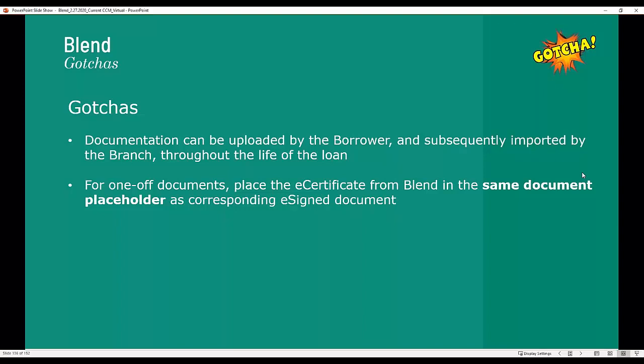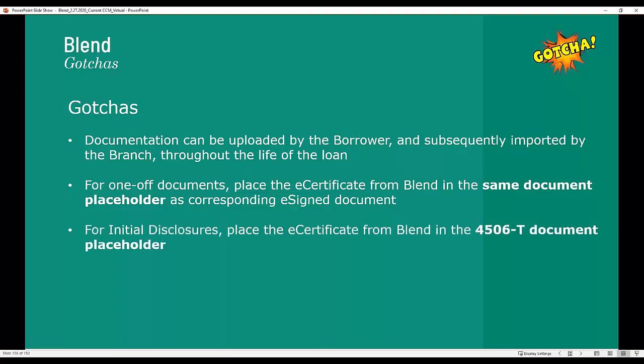You get one e-cert that lists 80 documents, so it's everything that was signed in that initial disclosure package, don't you? So where does that e-cert go that lists everything that was signed electronically in the initial disclosure package? Where does that one go? That one's going to go in the 4506T document placeholder. Why the 4506T document placeholder? You tell me. Why is the e-cert for the initial disclosure package going in the 4506T document placeholder?